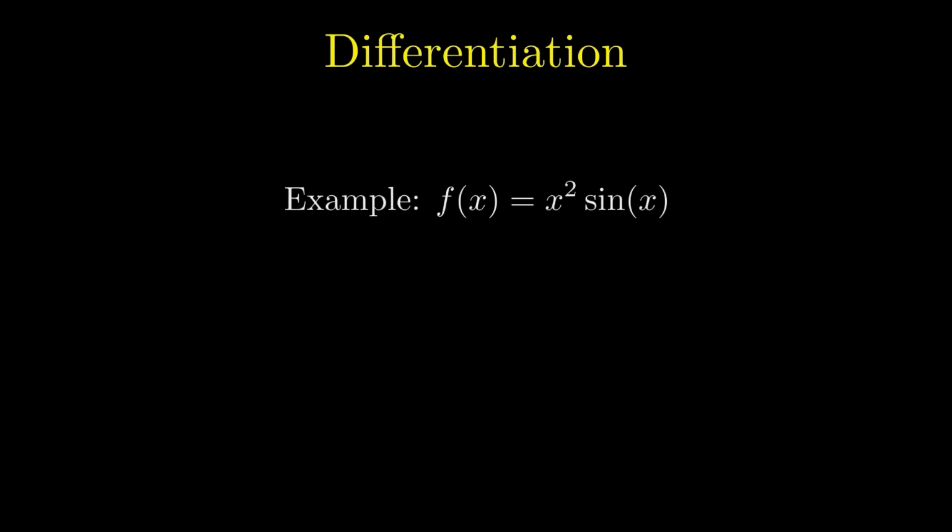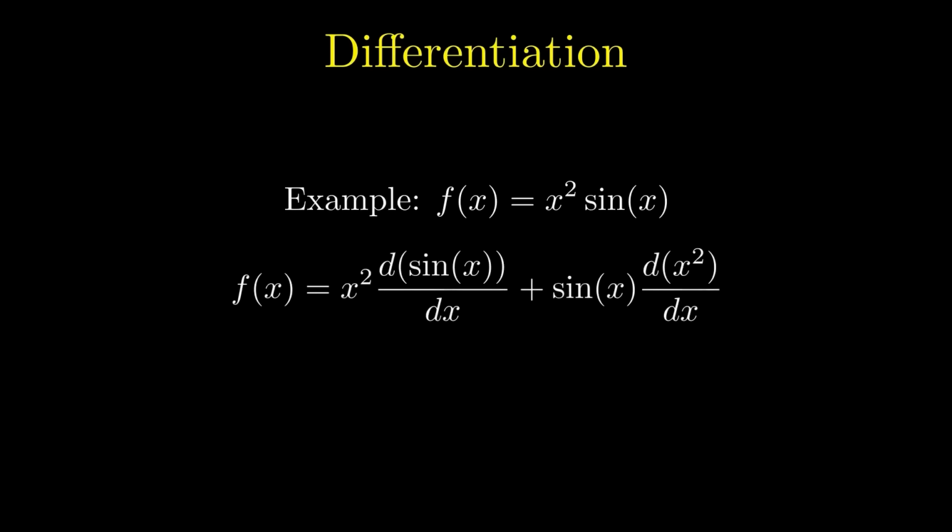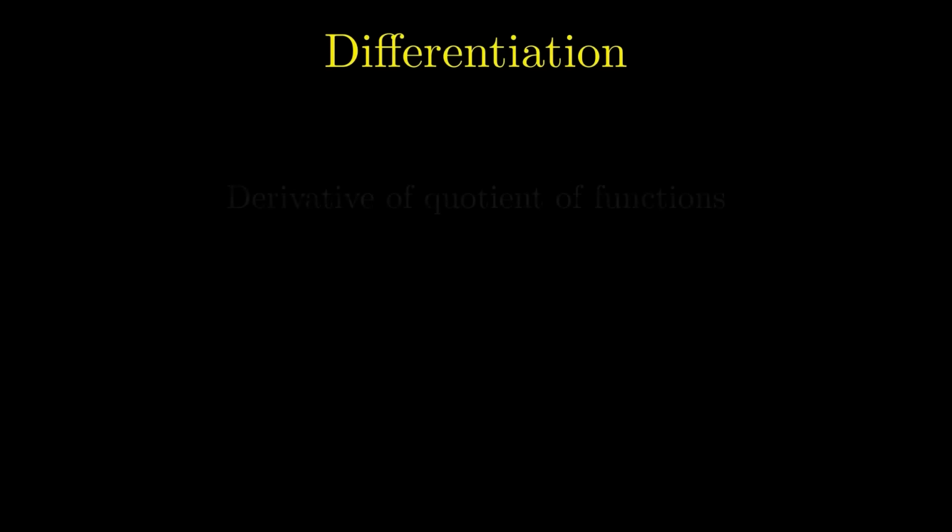Let's take an example. f of x equals x squared sine of x. Apply product rule. f prime of x equals x squared d of sine of x over dx plus sine of x d of x squared over dx. Differentiate. f prime of x equals x squared cosine of x plus 2x sine x.